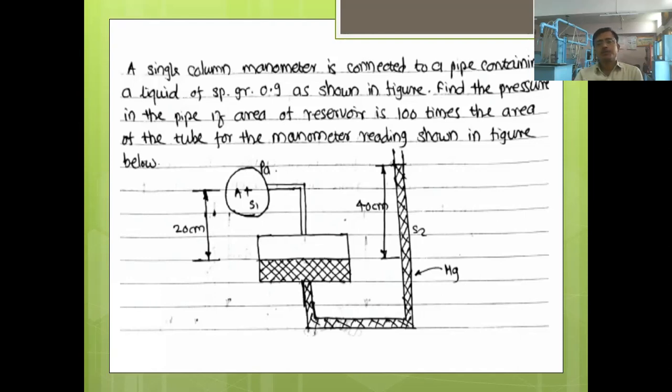While deriving that formula P is equal to gamma 2 H2 minus gamma 1 H1, already you have considered that the reservoir has a larger size, and because of that, the first part of that equation, delta H, can be neglected.